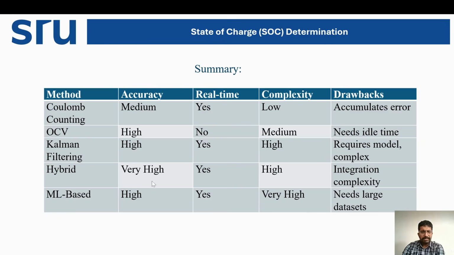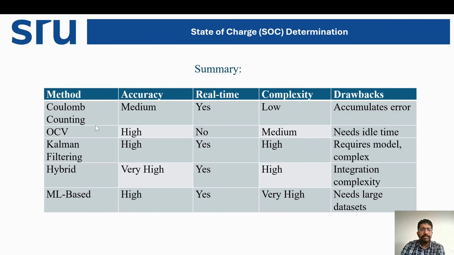Now, to give a brief summary between different techniques. Coulomb's counting method: accuracy is medium. It is possible for real-time application. Its complexity is low because we just need to monitor the charging and discharging current using Hall effect sensors. What are the drawbacks? It accumulates error. If the initial guess is not correct, that error will persist and definitely make the final outcome wrong.